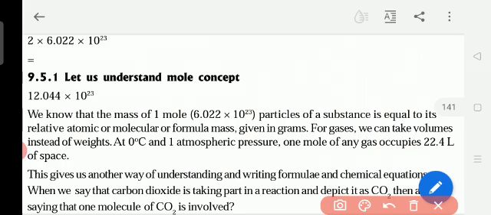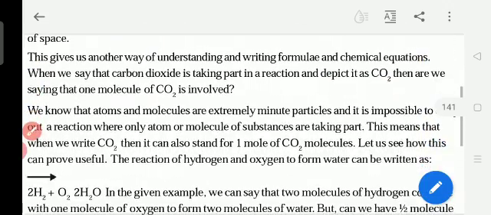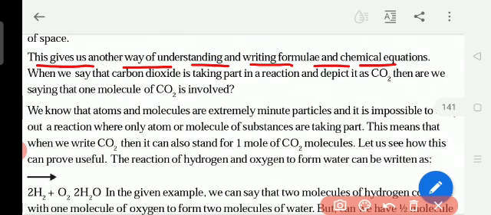For example, before, they understood that any element was measured in volumes, not in weight. Volumes means what? Liters. So in the atmosphere, it occupies a space of 22.4 liters, at 0 degrees Celsius and 1 atmospheric pressure. So 1 mole of any gas occupies 22.4 liters of space. Understand? So here, this gives us another way of understanding and writing formulas and chemical equations.